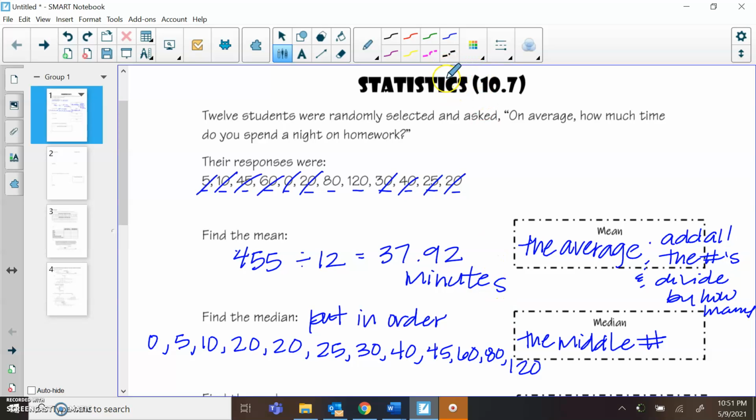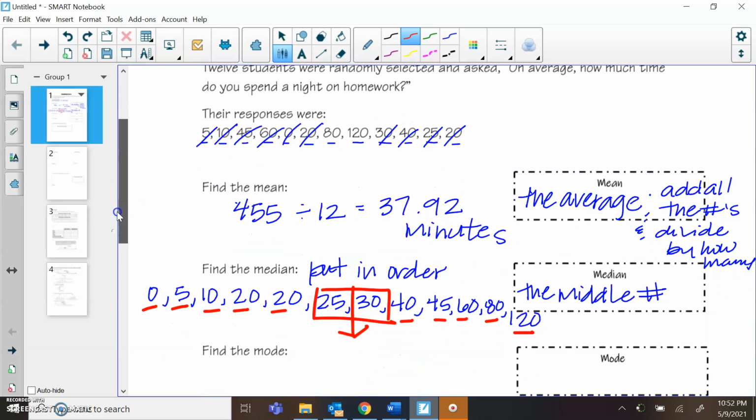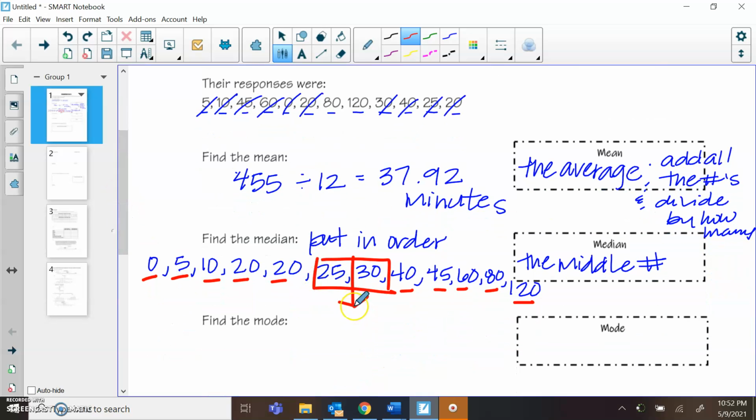I put them in order, and then I start on one end and I cross off the high and the low. And then I do it again, the low and the high, the low and the high, until I get to the middle. Now, because there's 12 numbers, when I get to the middle, there's going to be 2 in the middle. Now, neither of those are the median. The middle of those is the median. So I know that 27.5 is right in between 25 and 30. So the median number is 27.5.